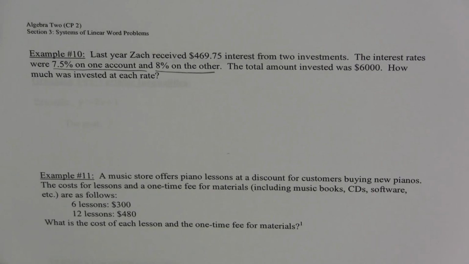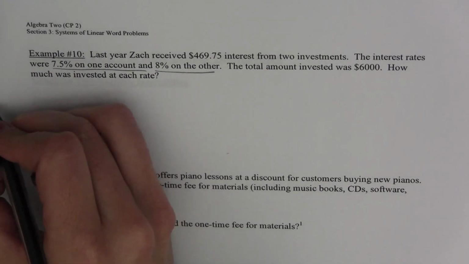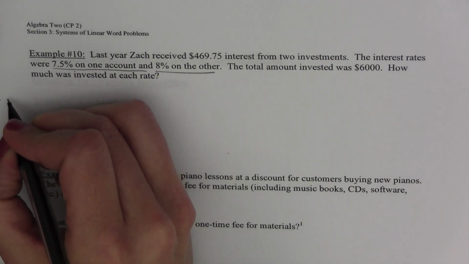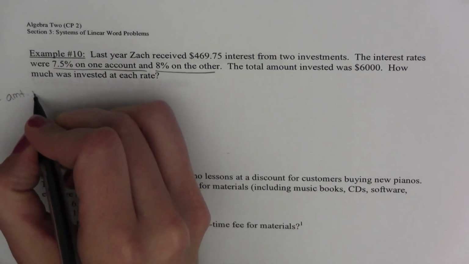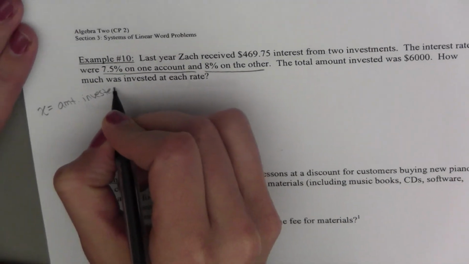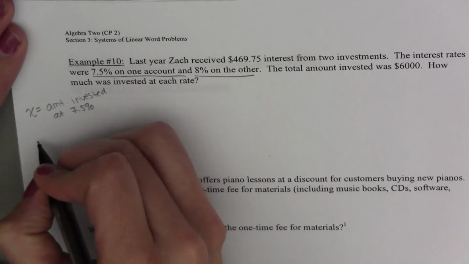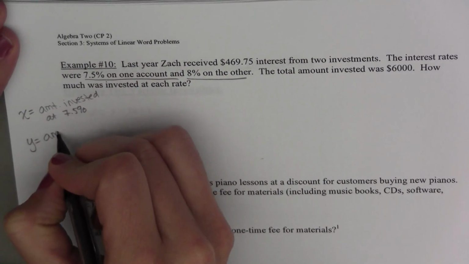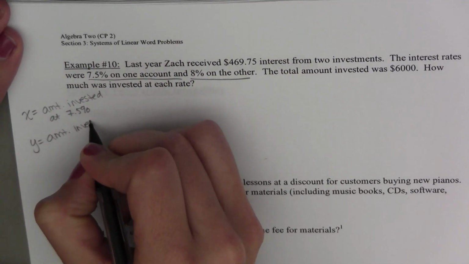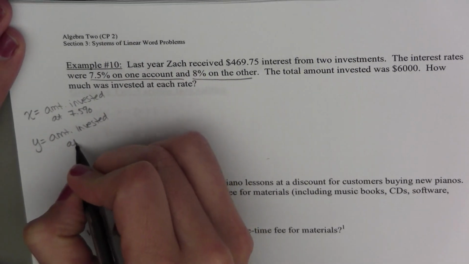So let's define our variables. What are we trying to figure out? Well, let's have x be our amount invested at 7.5%, and let's have y be our amount invested at 8%.